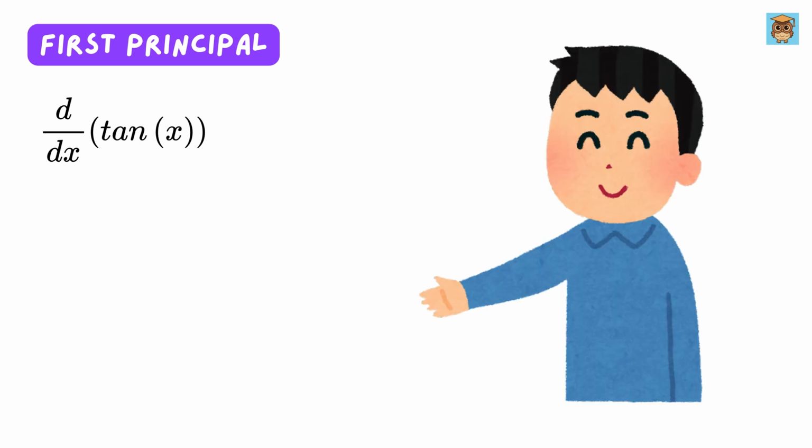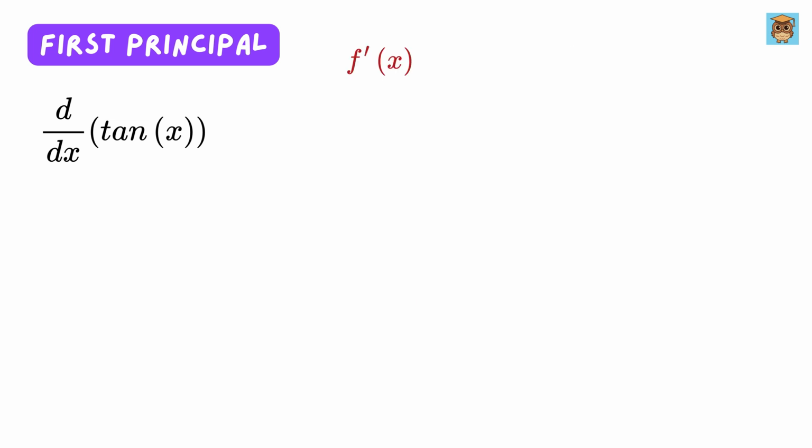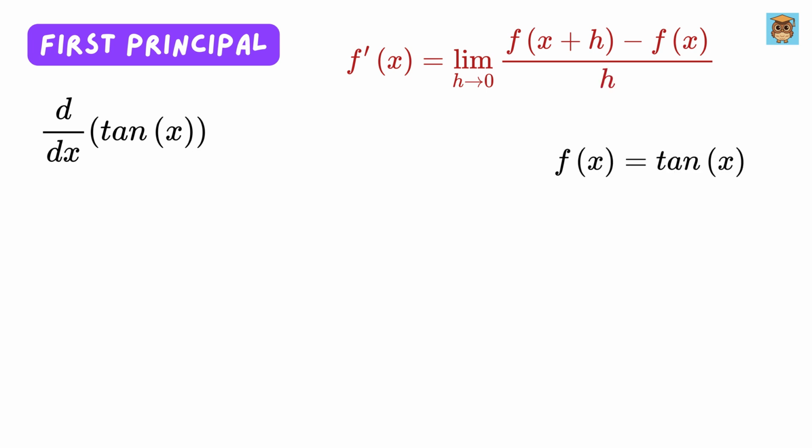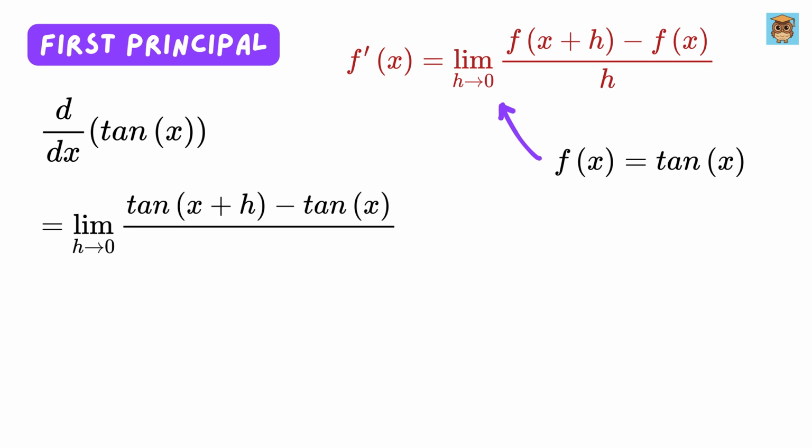Finally, we will end this video by solving the derivative of tan of x using the first principle of derivatives, because I just want to show you how to solve a derivative problem using the first principle. The first principle tells us that the derivative of a function is equal to the limit as h approaches 0 of the difference between the function f at x plus h and the function f at x, divided by h. We have f of x equals tan of x, and we substitute into this formula, which gives us the limit as h approaches 0 of (tan of (x plus h) minus tan of x) divided by h.